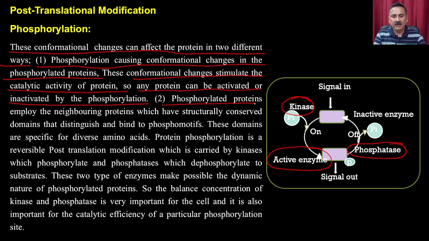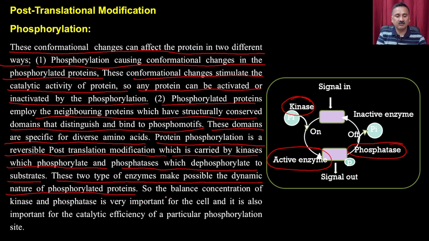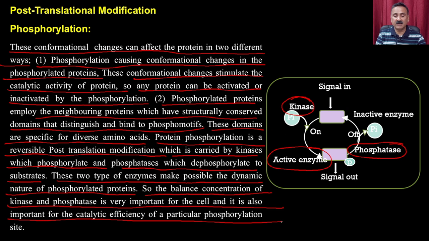So, phosphorylated proteins employ neighboring proteins which have structurally conserved domains that distinguish and bind to the phosphomotifs. These domains are specific for diverse amino acids. Protein phosphorylation is a reversible post-translational modification carried out by kinases, which phosphorylate, and phosphatases, which dephosphorylate the substrate. These two types of enzyme make possible the dynamic nature of the phosphorylated protein, so a balanced concentration of kinase and phosphatase is very important for the cell, and also for the catalytic efficiency of a particular phosphorylation site.